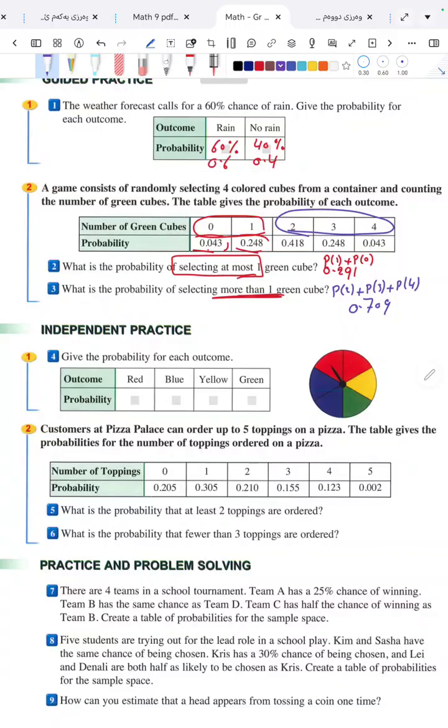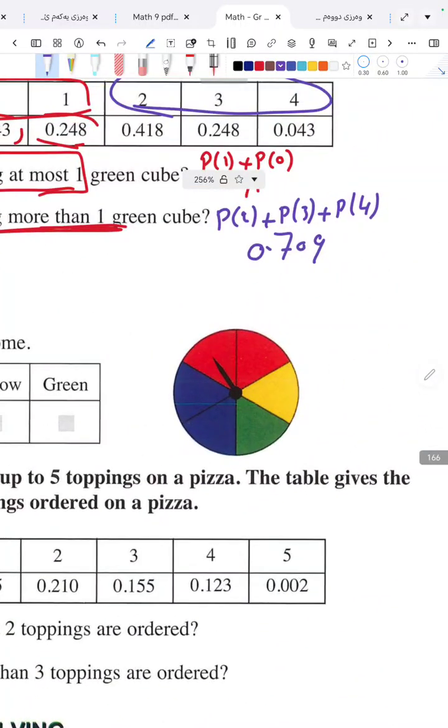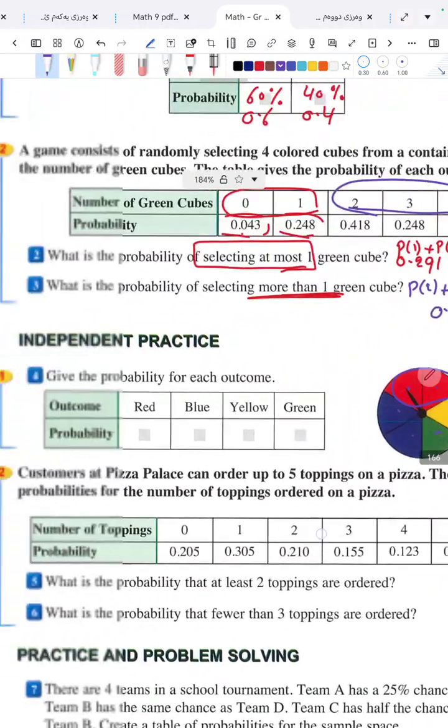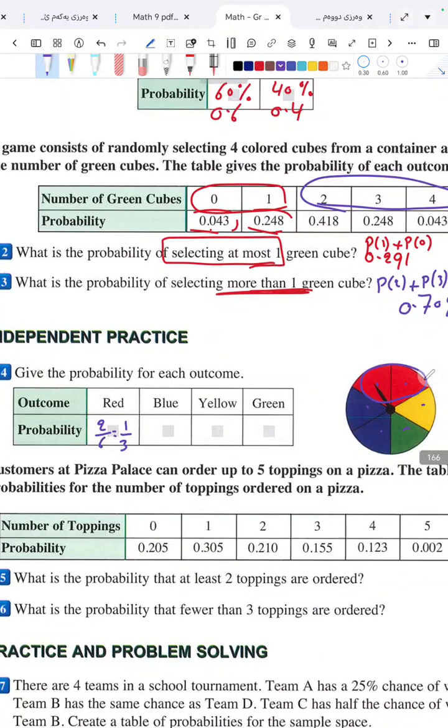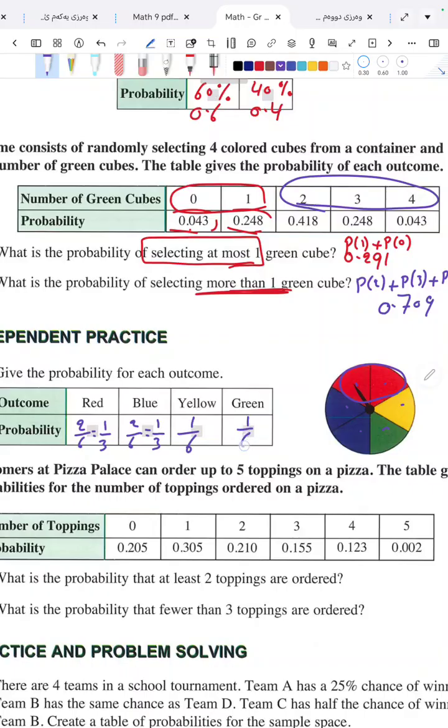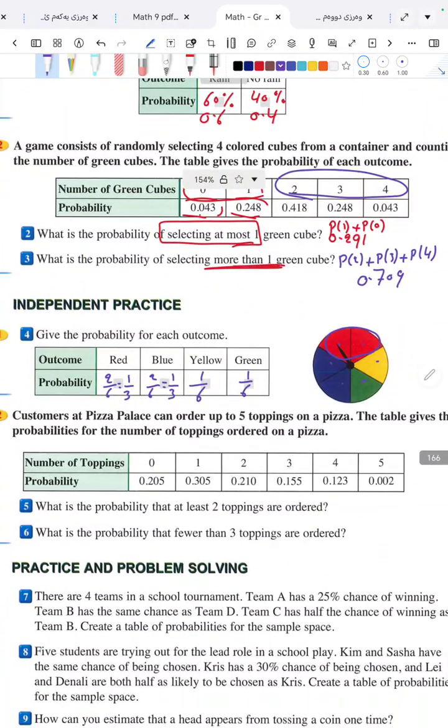Okay. Again, we have a spinner. Probability of what? Of red. Red is what? As you can see here, we have 2 parts of red. 2 out of what? 1, 2, 3, 4, 5, 6. So 2 out of 6, is it in simplest form? No, divided by 2, it will be 1 out of 3. Probability blue, same as red. There's 2 parts out of 6, as a simplest form, it will be 1 out of 3. Probability yellow, it's 1 out of 6. Probability green, again, it's 1 out of 6, and it is in simplest form.